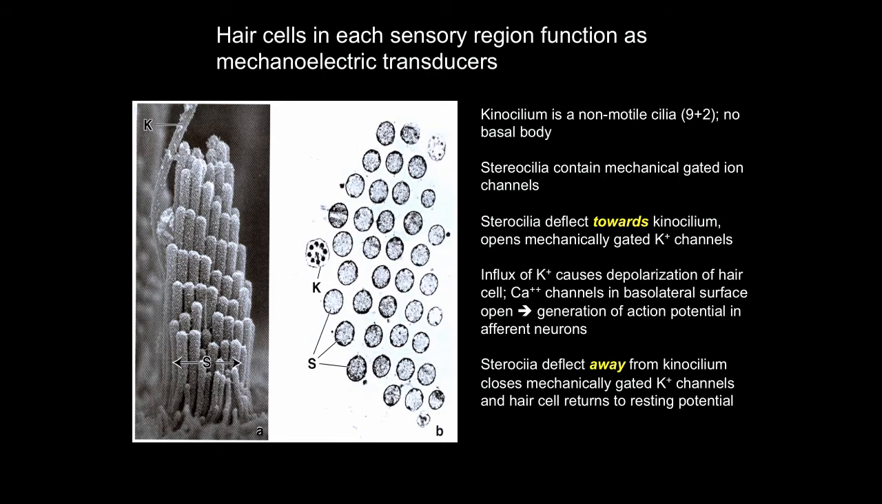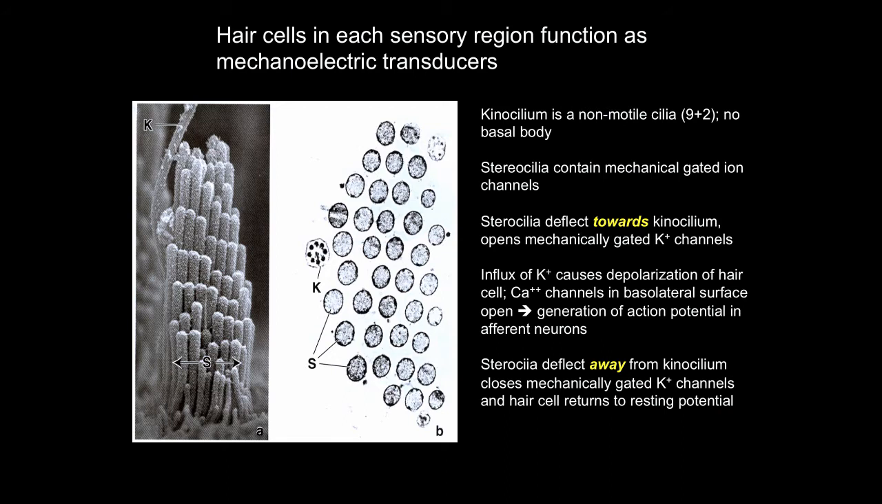The stereocilia will deflect towards the kinocilium. That will open a mechanically gated potassium channel. When that channel is open, an influx of potassium causes depolarization of the hair cell. That depolarization causes a calcium channel in the basolateral surface to open. That will generate an action potential in afferent neurons.